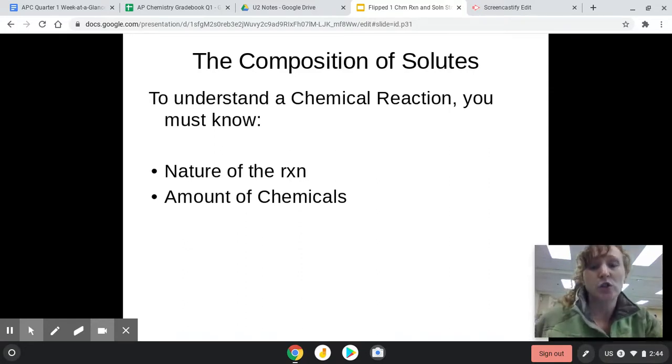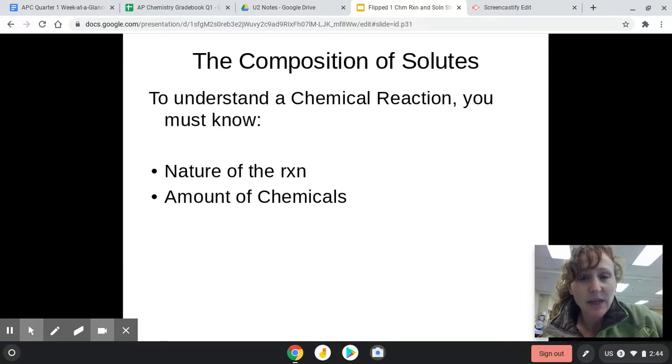In order to understand chemical reactions that happen inside solutions, you have to know the nature of the reaction. This gets back a little bit to those types of reactions that we talked about last year in chemistry: single replacement, double replacement, decomposition, synthesis, combustion, and redox. So that has to do with the nature of the reaction.